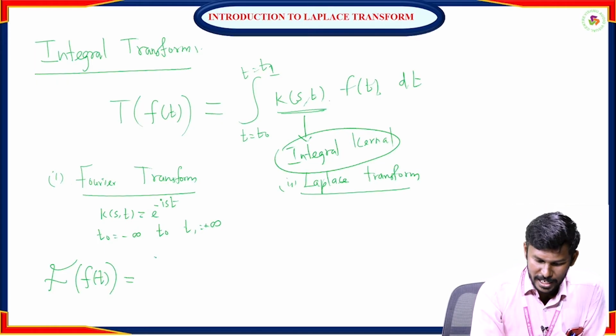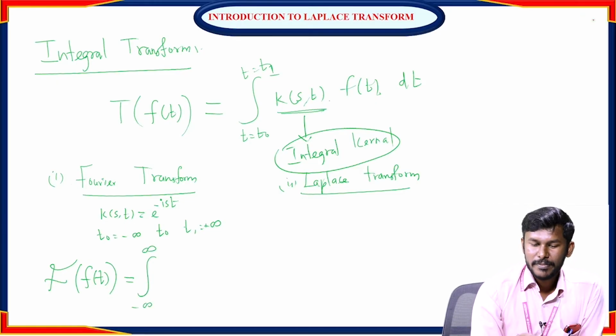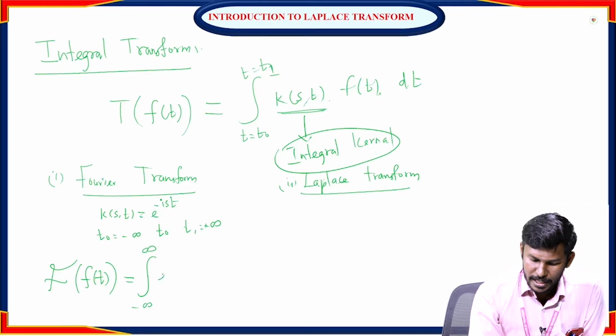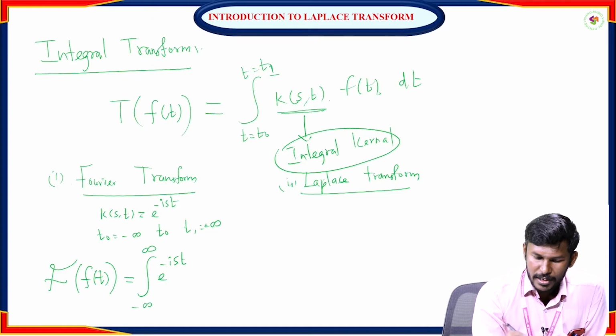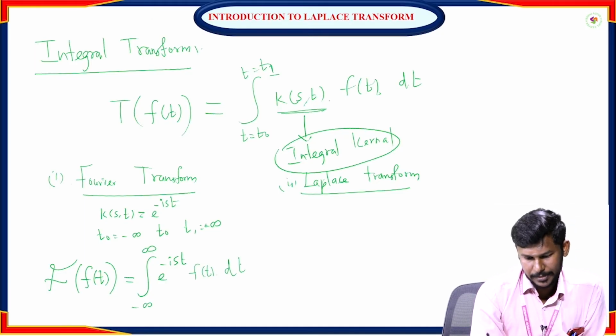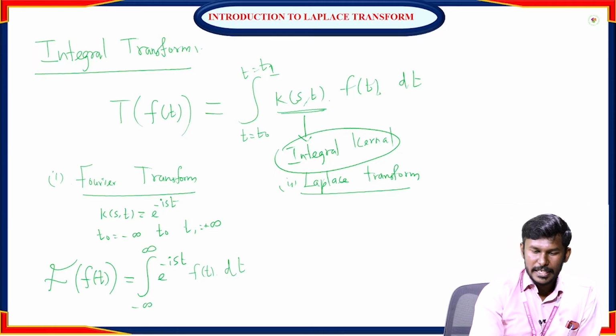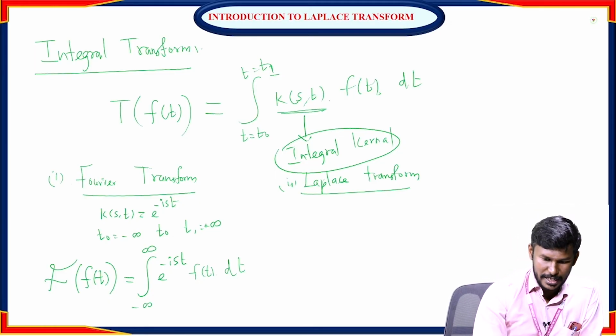So how will it be? My limits will be from minus infinity to plus infinity. My k is nothing but e power minus ist, and the given function is f of t dt. Okay, so this is called the Fourier transform.